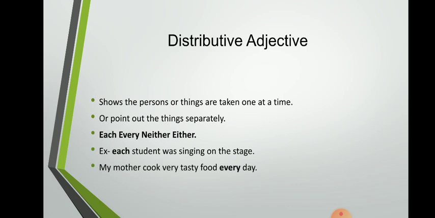Next we will talk about distributive adjectives, which show persons or things taken one at a time, or we can say they point out the things separately. The words we use in distributive adjectives are each, every, neither, either. Here each student was singing on the stage. My mother cooks very tasty food every day. Here each and every are the words which we use as distributive adjectives.